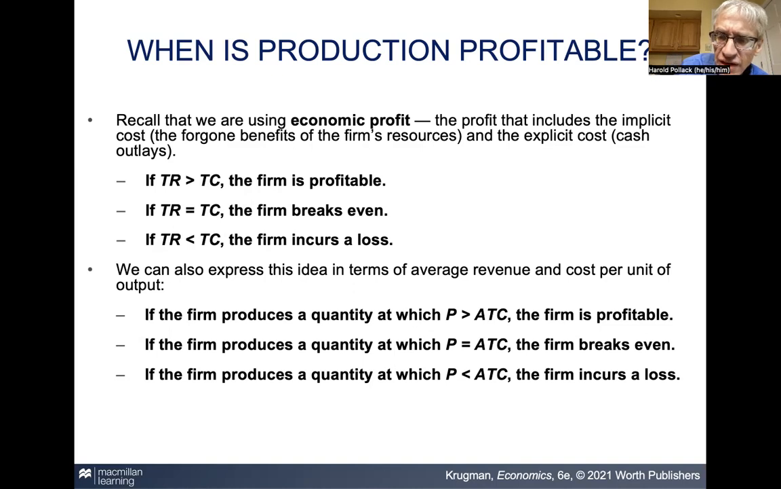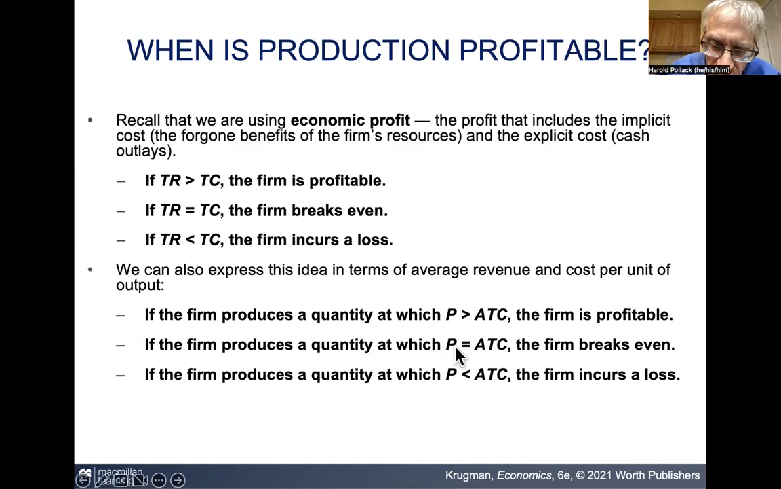So if we divide both sides by Q in all these relationships, we can actually think about this in some ways a better way. So if price is greater than average total cost, the firm is profitable. Each time you make a car, the average total cost of making a car is 25 grand. You're selling it for 30. You're making 5 grand for every car.